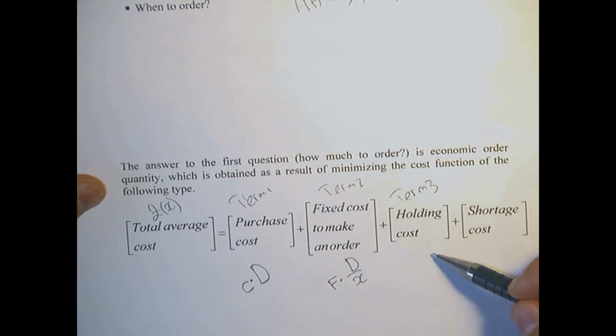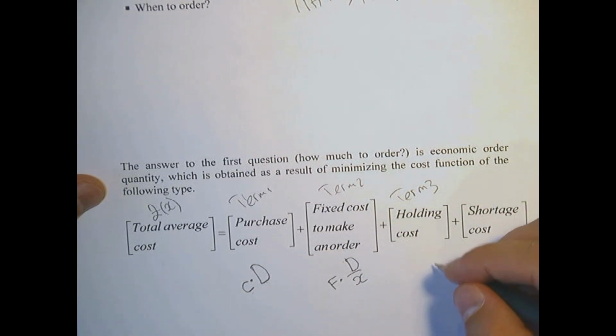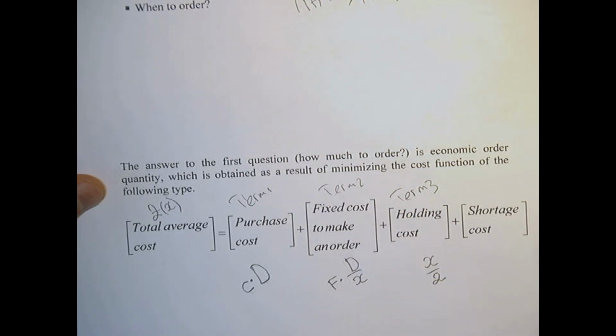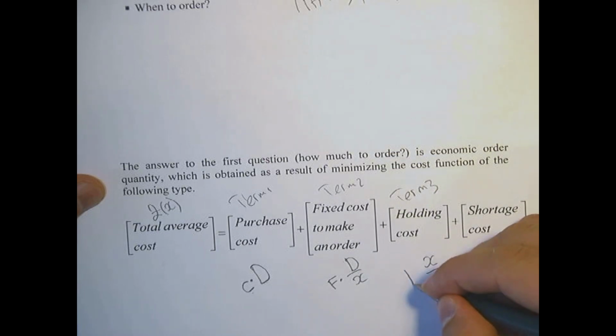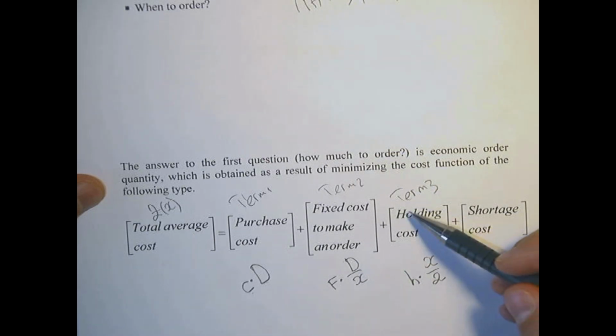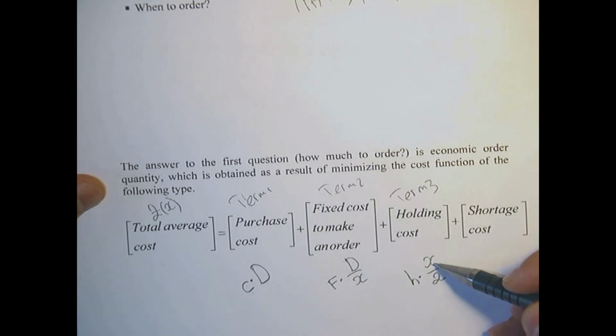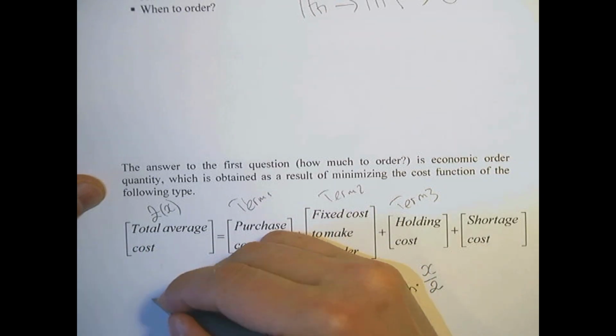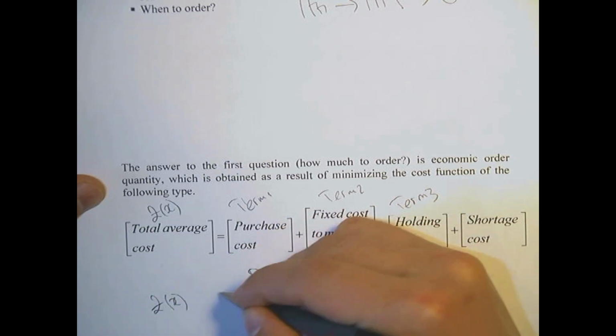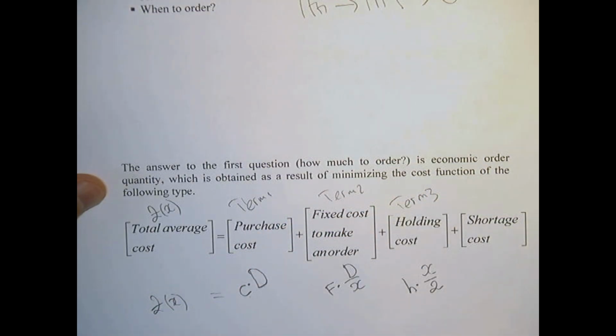And the holding cost. Average inventory, we already discussed, we calculate as x over 2. Holding cost per time period per 1 unit of our stock is h. As a result, term number 3 is h times x over 2. And the formula for z of x has the following form: c times d plus f times d over x plus h times x over 2.